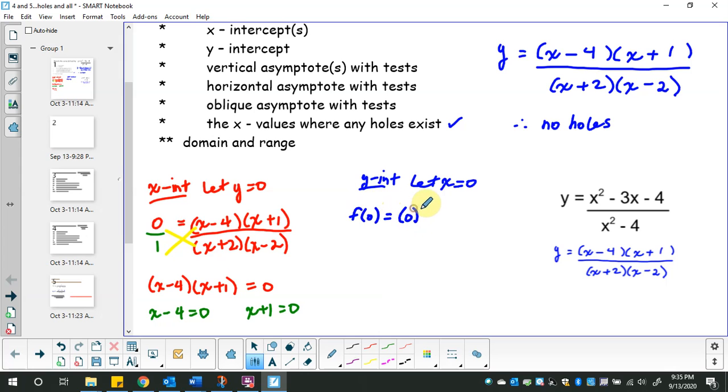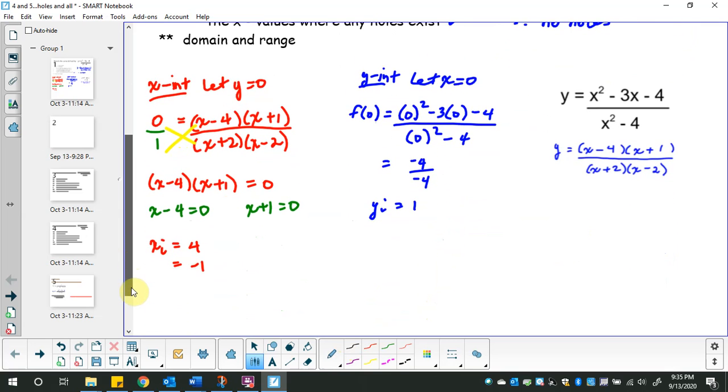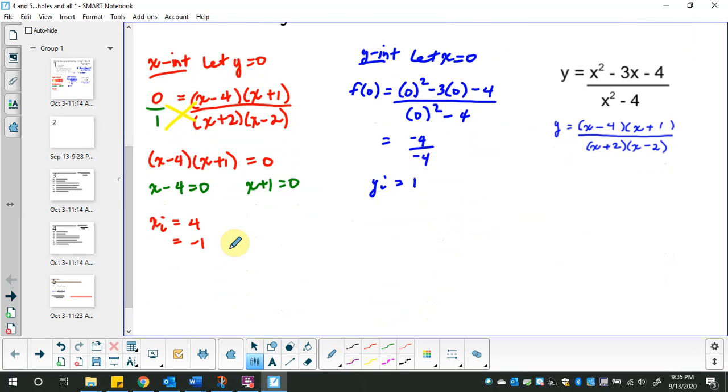So 0 squared minus 3 times 0 minus 4 over 0 squared minus 4. 0 minus 0 minus 4 is -4. 0 minus 4 is -4. So the y-intercept ends up being 1. So we'll have to come back at some point to steal this information for the grid.